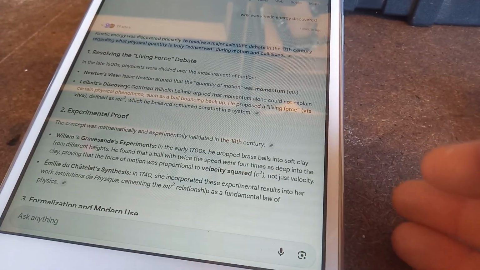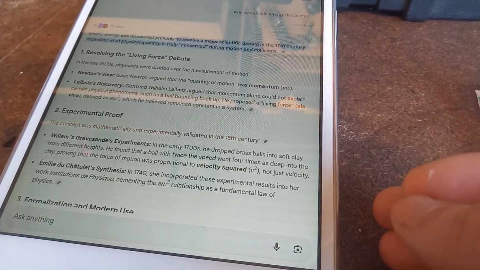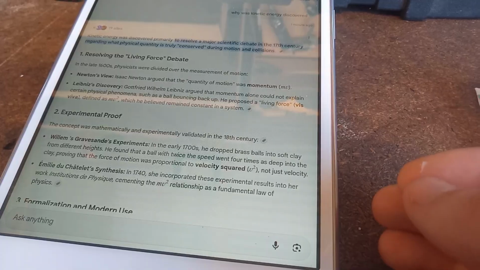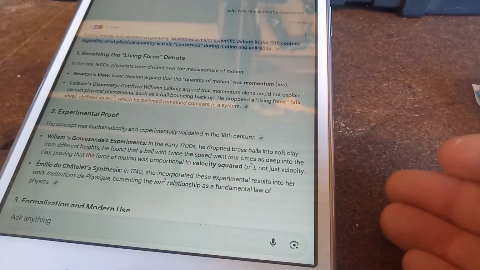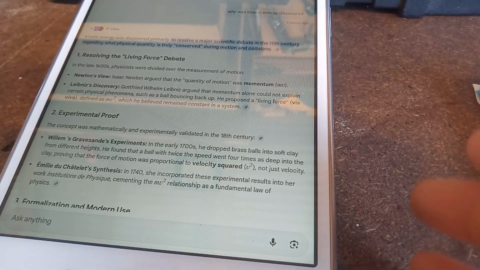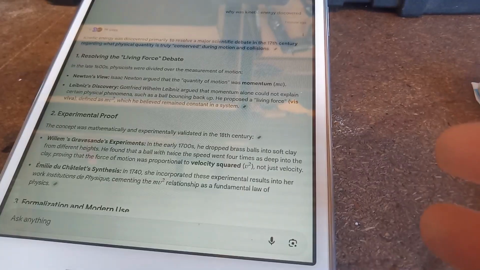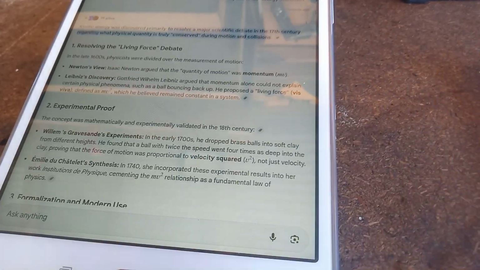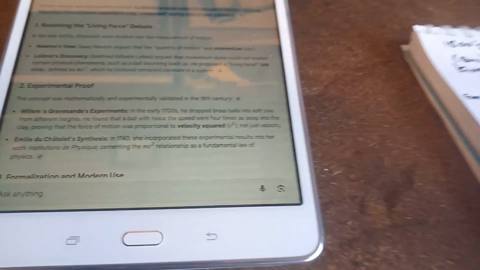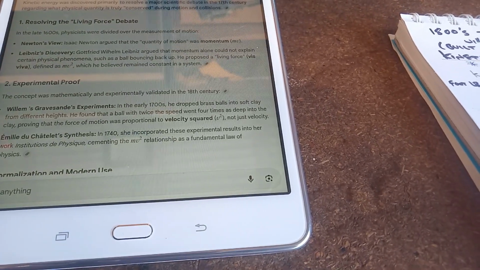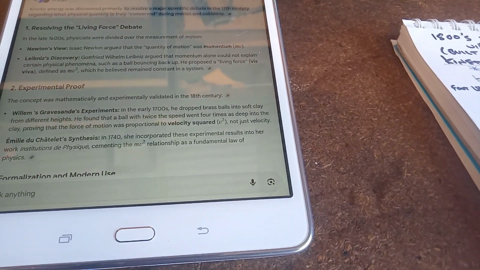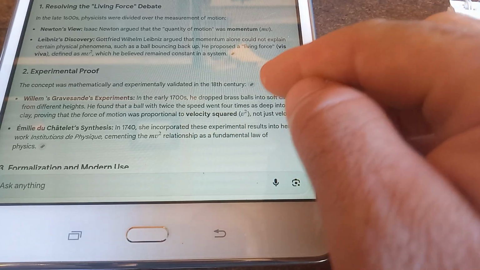His vis viva equation was mass times velocity squared equals an energy, and he felt like it was a better representation of what happens in some collisions than momentum. Experimental proof. The concept was mathematically and experimentally validated in the 18th century. This is what it says here.